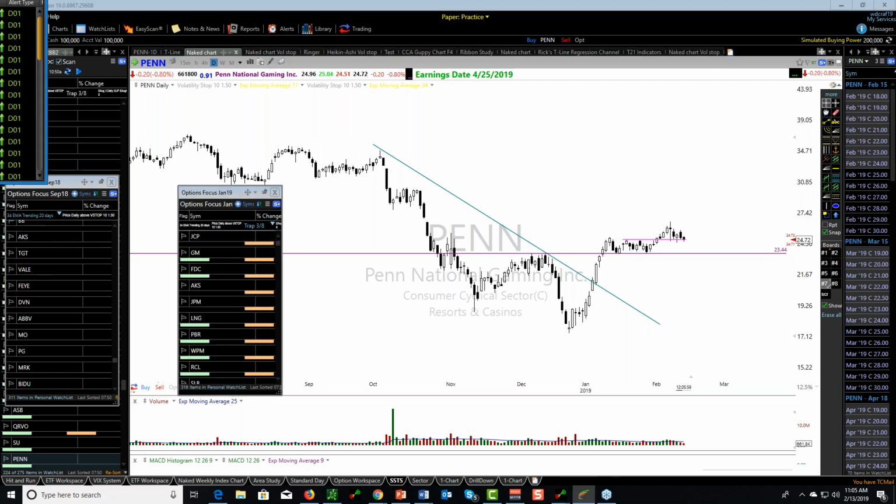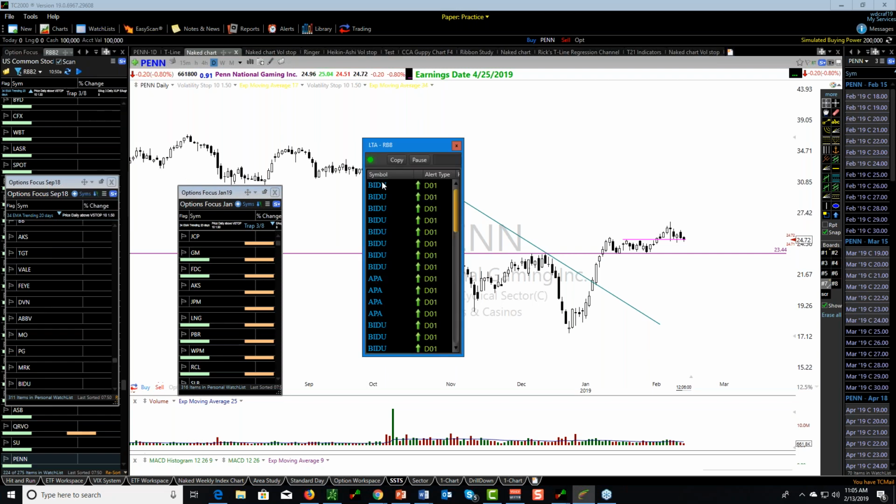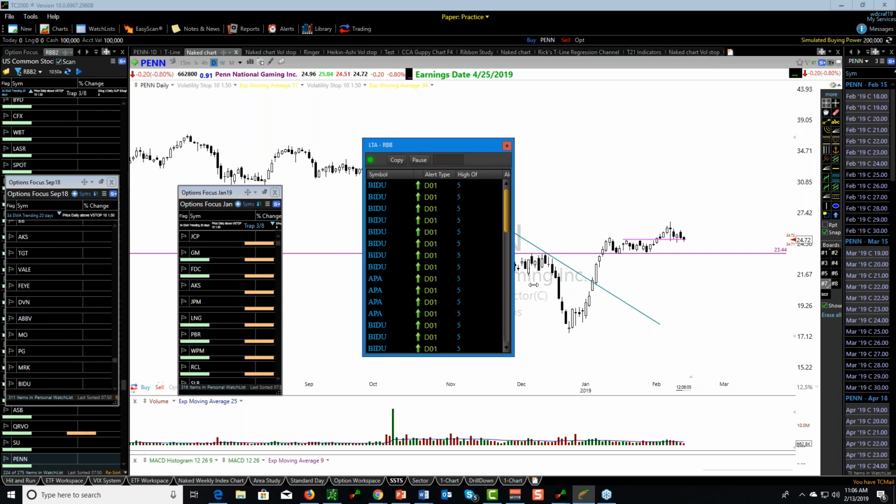You can see it's still alerting Baidu. And the reason it's alerting Baidu is because I've set up the scan to alert on every daily high. So all day long, as long as it's making new day highs, it's going to continue to alert here. And you can see this is a high of 5 bars.